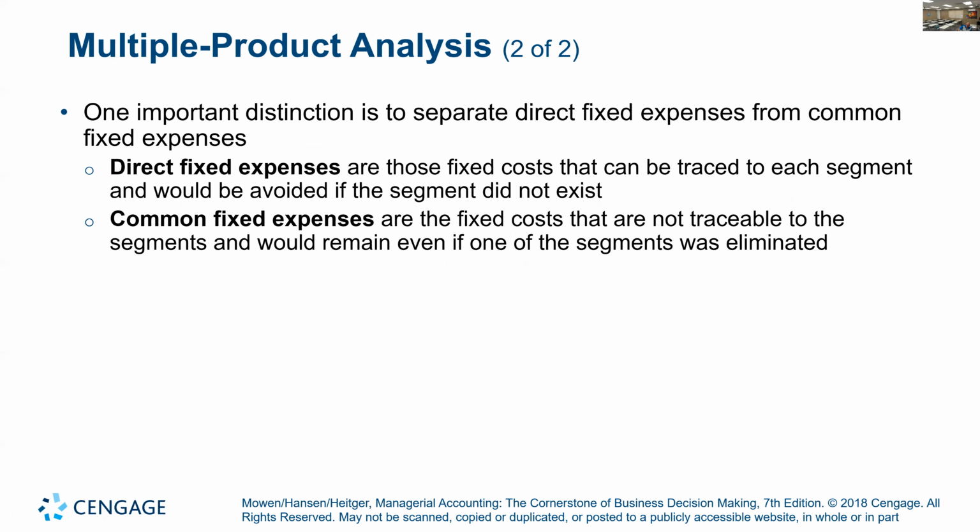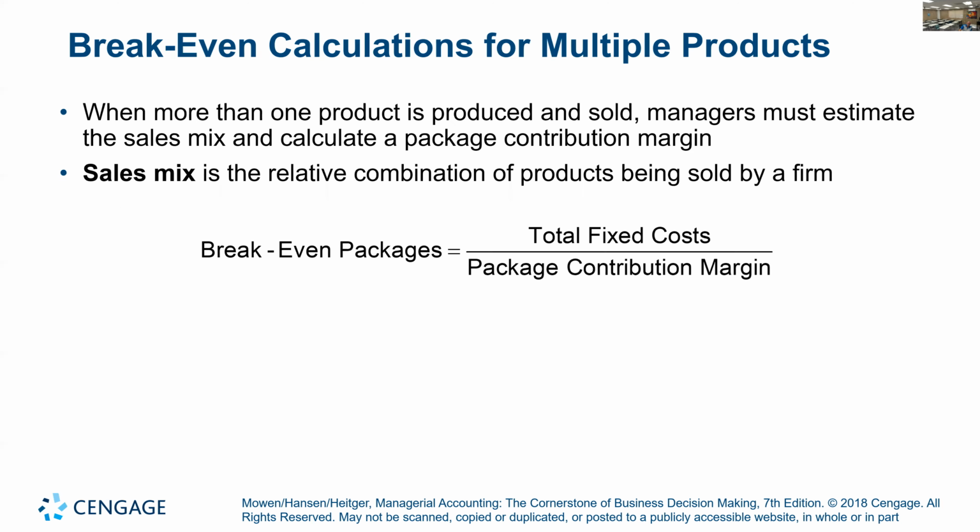And I understand that sometimes when we have multiple products being produced, there are direct fixed expenses. That means that we can directly trace those fixed expenses to that product. And then there are some common fixed expenses, which we can't trace to that product. It's more common to the whole plant. It's kind of the same as direct and indirect cost. Can we directly trace it to that cost object? In this case, we're talking about a production segment. If we can, it's direct. If we cannot, it's common.